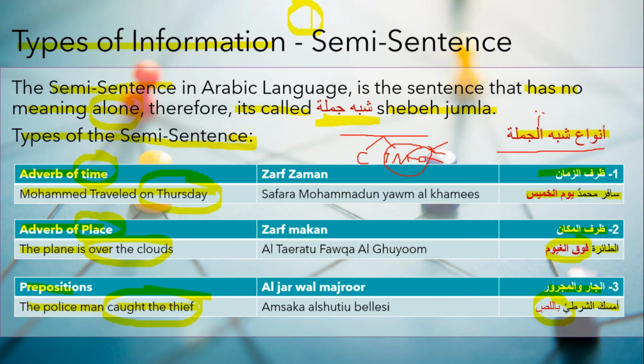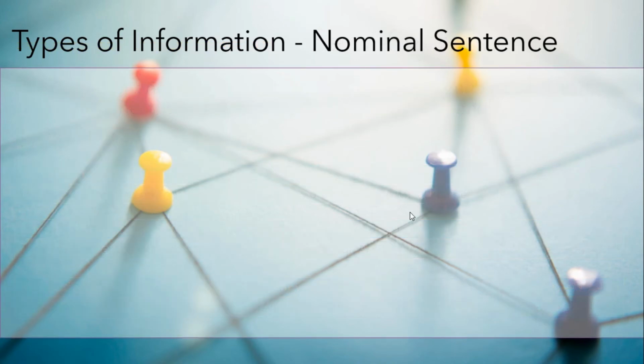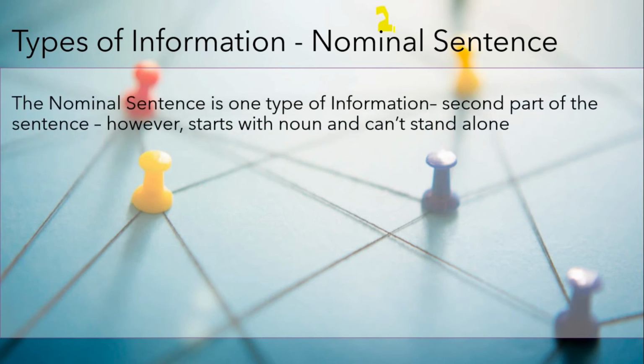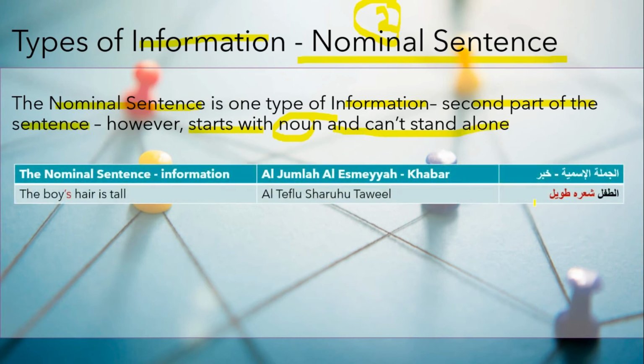So as you can see here, we are talking about the information, which is the first type of the information, semi-sentence. We're talking about the second part of the sentence, which is the information. All of what we are talking about now is the second part of the sentence. So this is the second type of the sentence, which is the nominal sentence. It's pretty much close. We just discussed the nominal sentence, but this one is a nominal sentence that is expressed in the information. So the information would start with the noun, as you can see here. But this time, it can't stand alone. It's a nominal sentence, but it's a type of information.